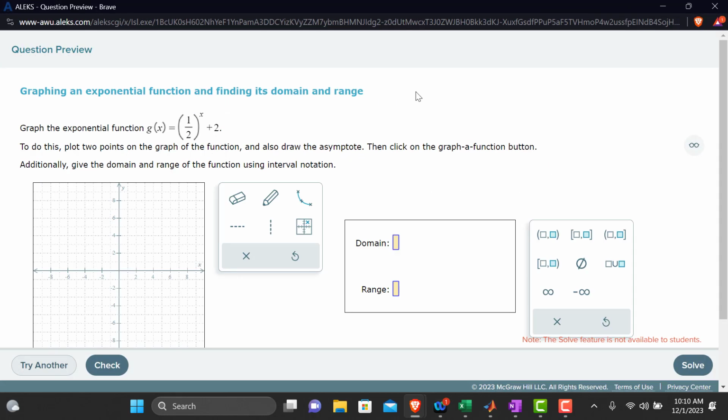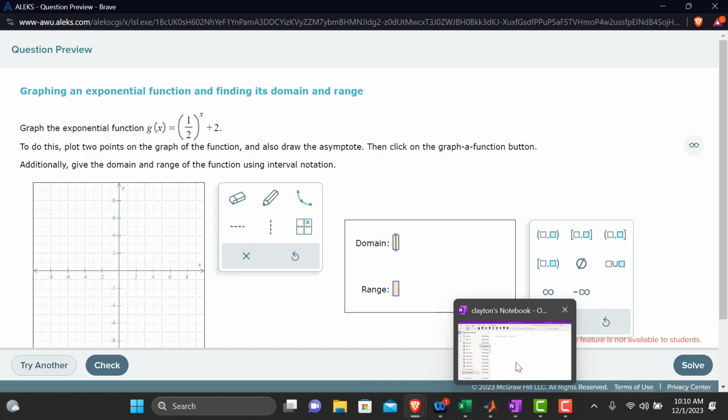I believe it gives you some function. It says graph the exponential function g of x is equal to 1/2 raised to the x plus 2. To do this, plot 2 points on the graph of the function and also draw the asymptote. We're going to do this first part, and then we'll worry about the domain and range last. Once we have the graph, the domain and range are pretty easy to see. So we have 1/2 raised to the x plus 2.